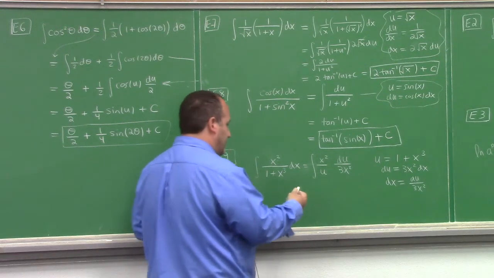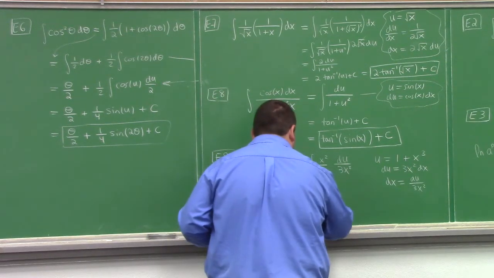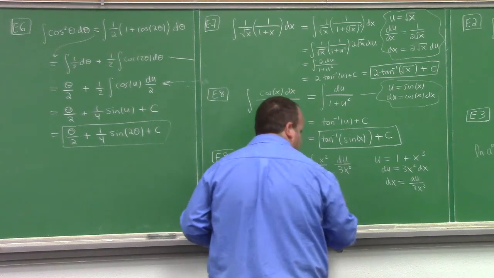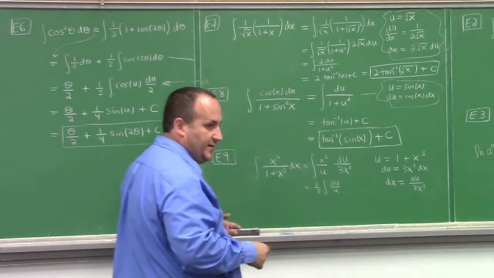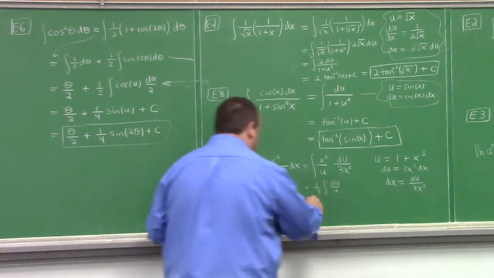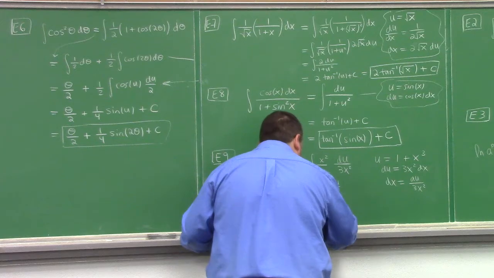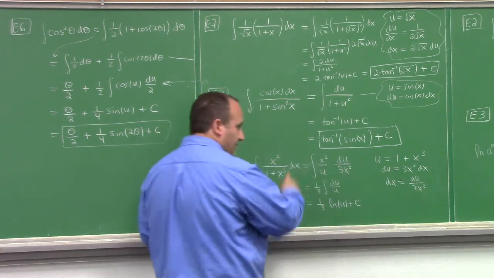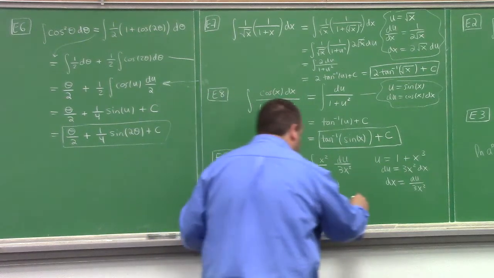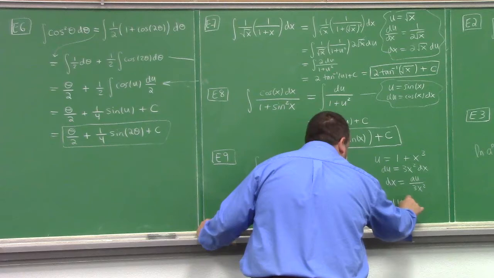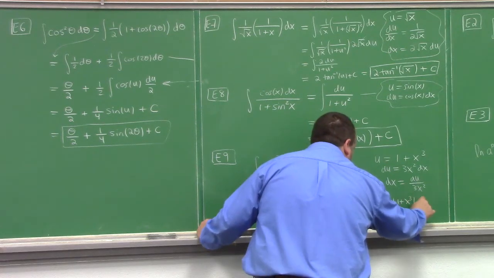The x's cancel out. We're left with the integral of 1/3 du over u. So this is that natural log you wanted me to do a couple examples ago, Shadrach. And there it is. So 1/3 natural log absolute value of u plus a constant. But here u is 1 plus x cubed. So we go 1/3 natural log absolute value of 1 plus x cubed plus a constant.